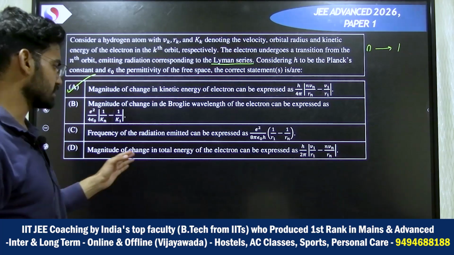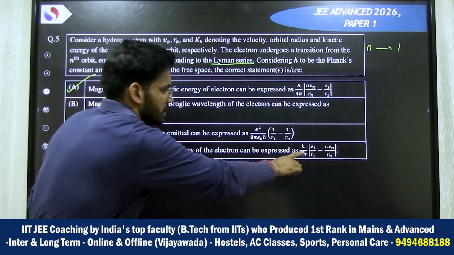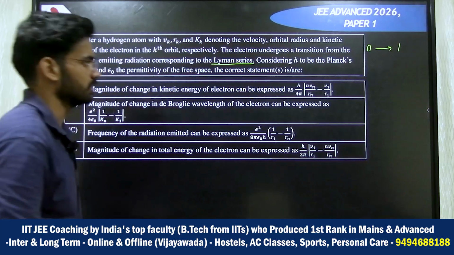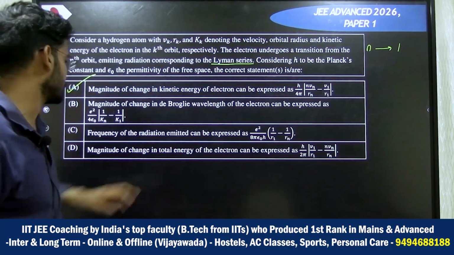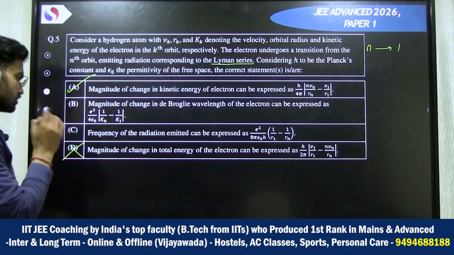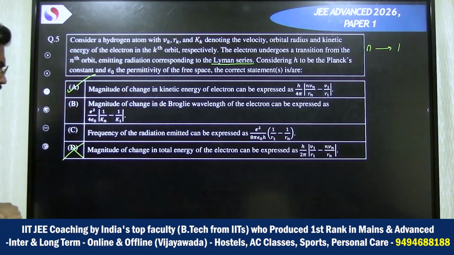And as he is asking for the magnitude, the negative sign should also not be there. But here, if you see, the answer is h upon 2 pi instead of h upon 4 pi. If it had been h upon 4 pi, I would have ticked the D option also, but currently it is wrong. Now the B option and C option.